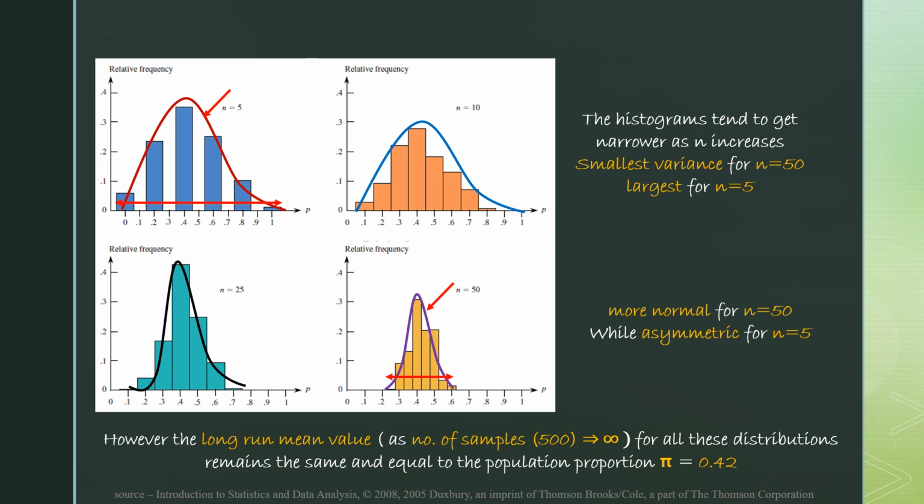However, the long run mean value as the number of samples tends towards infinity for all these distributions remains the same and equal to the population proportion pi, which is 0.42.